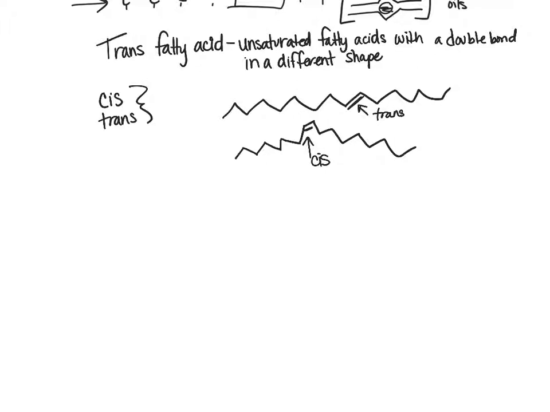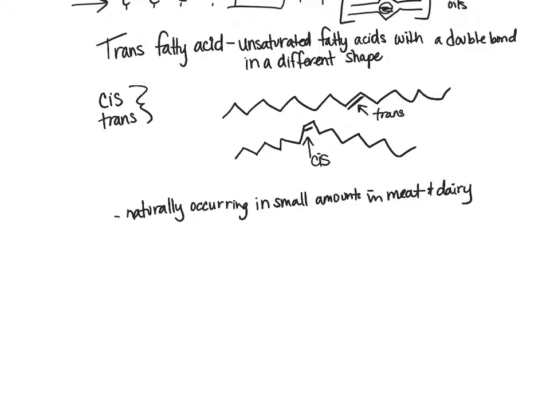And the trans formation actually is naturally occurring, in small amounts, however. So in small amounts, in meat and in dairy, so in animal products. And that's because those trans fatty acids are actually in the meat of an animal and in the dairy and mammary glands of that animal. So they are naturally occurring in those things, but they're not naturally occurring in any other product, or in any other plant item, for example.